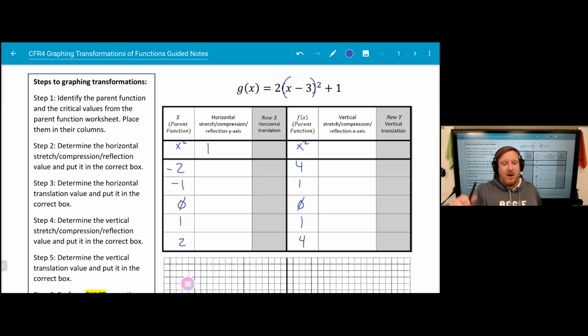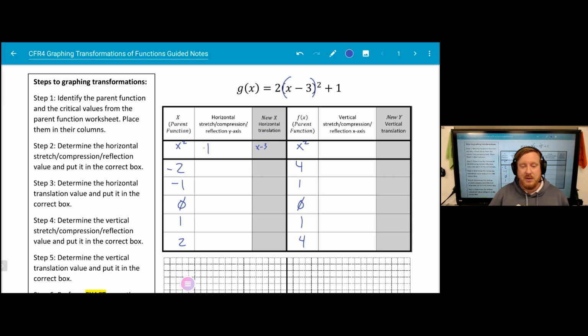Now we need to put our horizontal translation in here. So this was times 1. This was x minus 3. So we've got our horizontal stretch compression reflection value, which was just 1. We've got our horizontal translation, which was, I'll throw in here, x minus 3. Why not? Okay. Now we need to put our vertical values in.